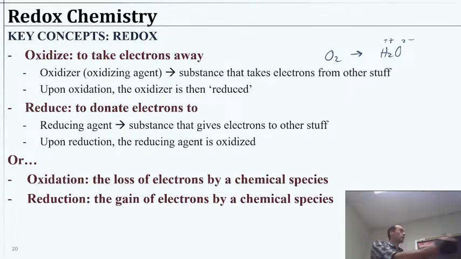So oxidation is when you're stealing, or they have been stolen from you, you've been oxidized. You could also force electrons on something and say you've reduced that something. So that's the oxidation and reduction.